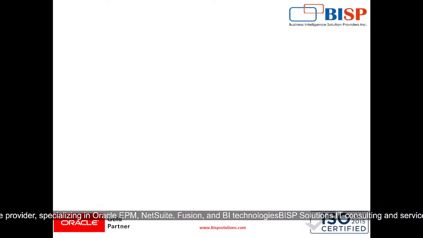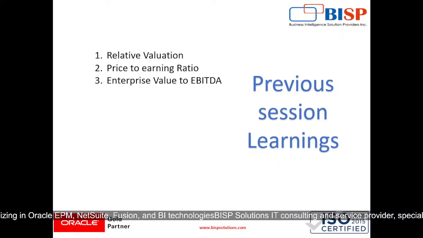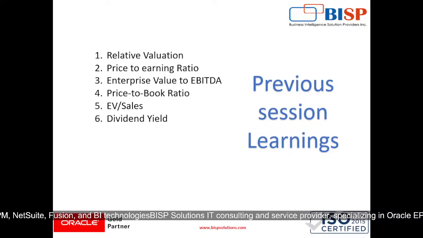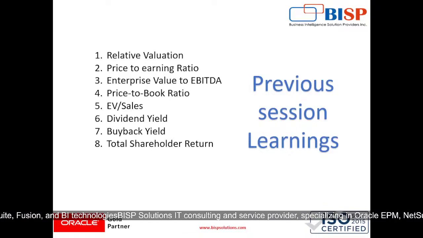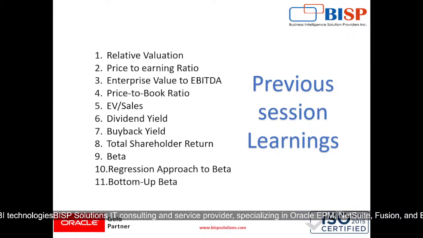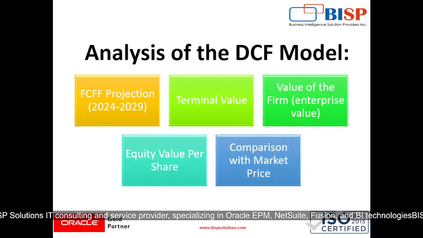In our previous session, we learned about relative valuation, price to earning ratio, enterprise value to EBITDA, price to book ratio, EV upon sales, dividend yield, buyback yield, total shareholders return, beta, regression approach to beta and bottoms up beta. In our previous session, we also made the DCF model.